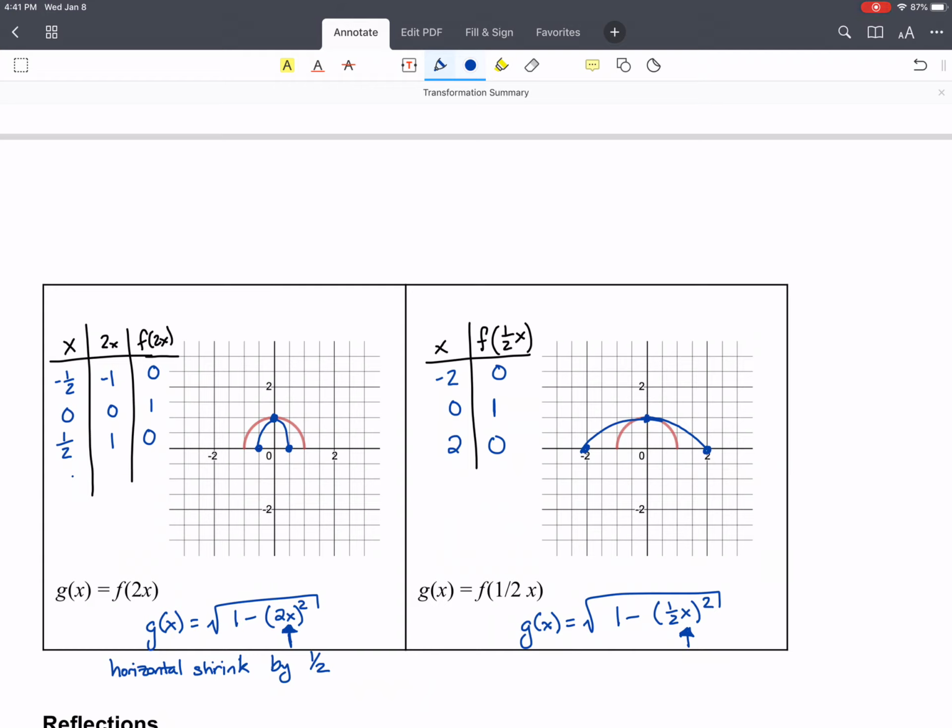So here is my graph of f of 1/2 x, and my transformed function has been horizontally stretched away from the y-axis. My horizontal shrink by 1/2 was towards the y-axis. And again, both of these transformations affect the inputs, and so these are horizontal transformations.